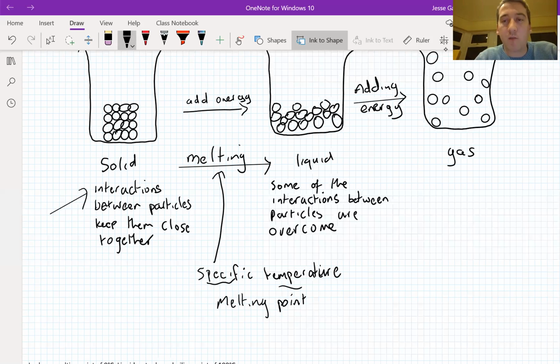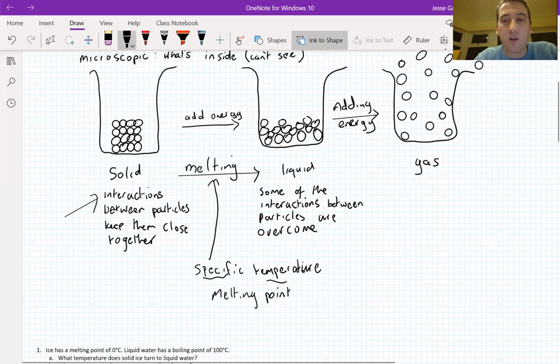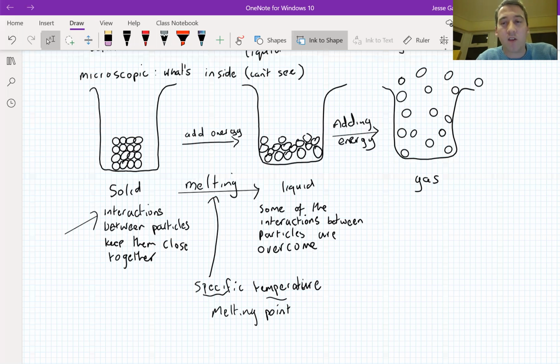Now, what happens when we get to a gas? Describe the arrangement of particles in a gas. On 3, 1, 2, 3. Okay, I'm hoping that you said that there is no particular arrangement at all. They are very spread out, very far away from each other, and they are moving very fast in all directions.